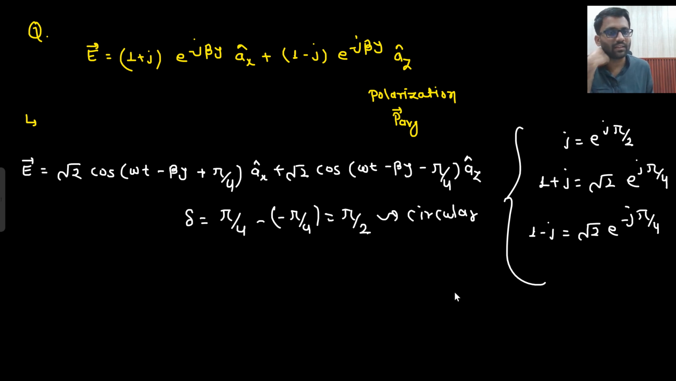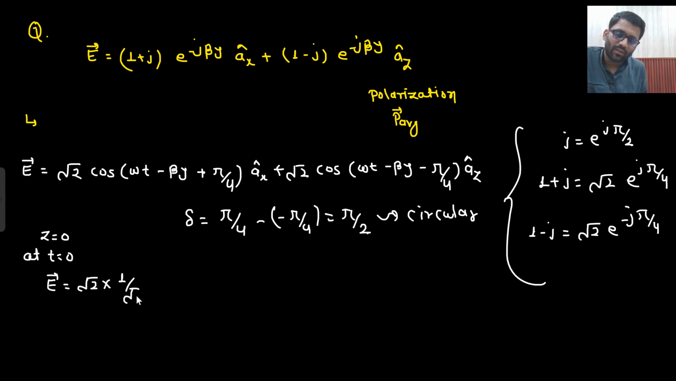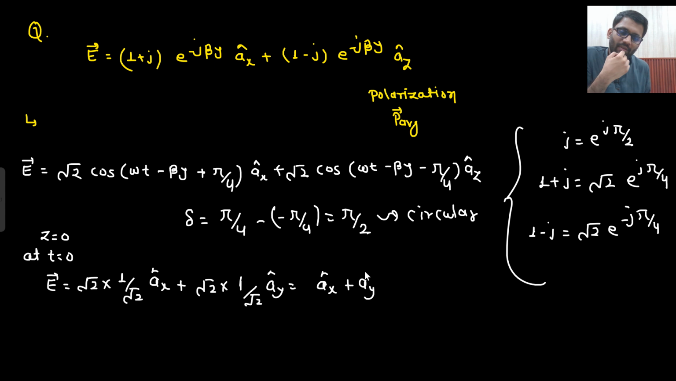If they ask this thing, then what you need to do? You need to analyze. So what I am gonna analyze at t equals to 0. Certainly at z equals to 0 I am gonna put. So at t equals to 0, what is my E? So under root 2 1 by under root 2 Ax cap plus under root 2 1 by under root 2 Ay cap. So what you are getting? Ax cap plus Ay cap.